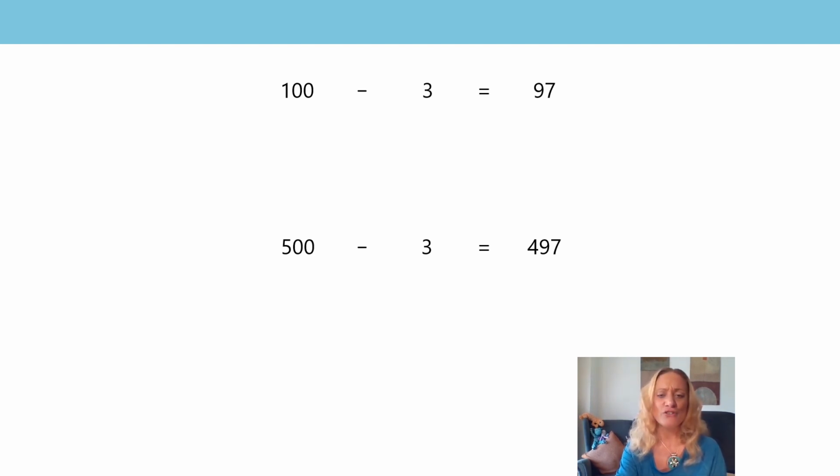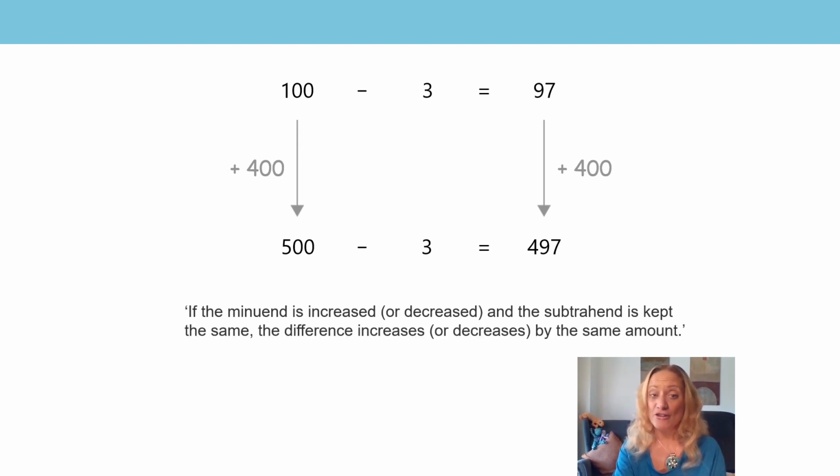Excellent. Does that remind you of a strategy we've been using? So if I increase the minuend by 400, yes, the difference has been increased by 400 as well. Well spotted. Which strategy is this? Shall we say the generalisation together? If the minuend is increased and the subtrahend is kept the same, the difference increases by the same amount. And that's what this jotting is showing, isn't it? So I could find the difference between 500 and 3 by looking at 103 and increasing them by 400 or decreasing them by 400.